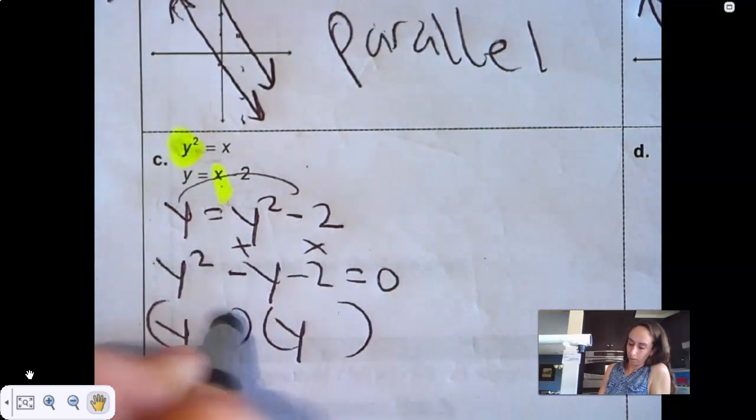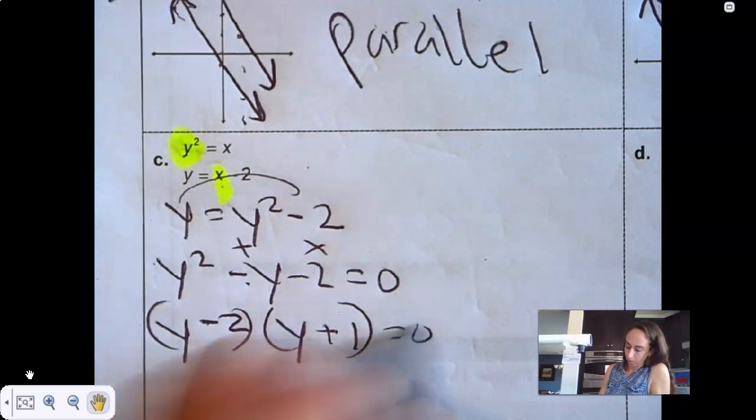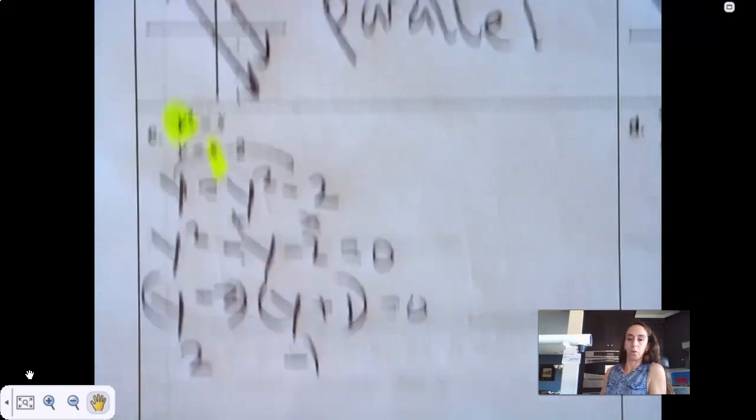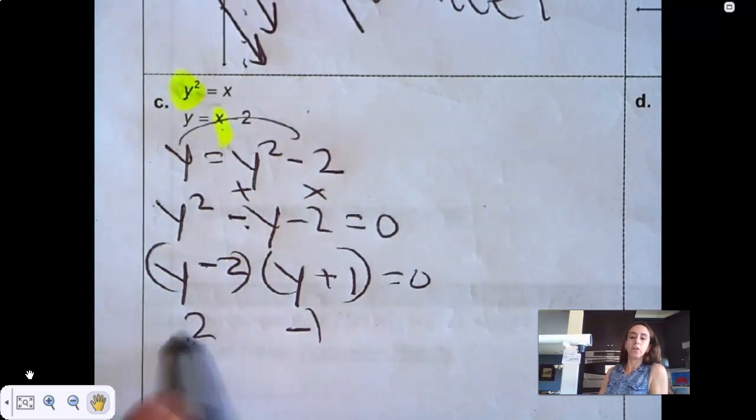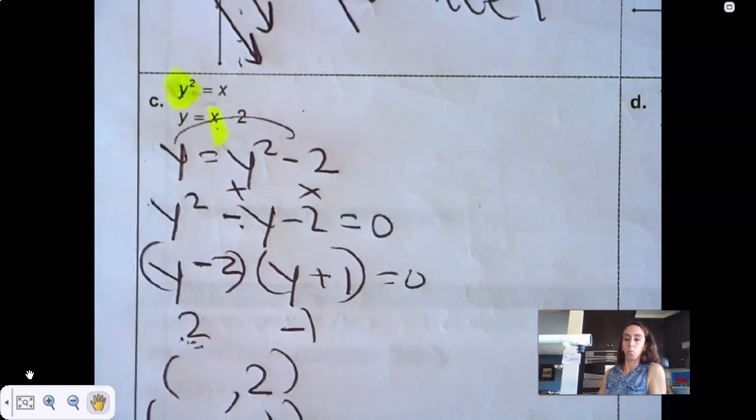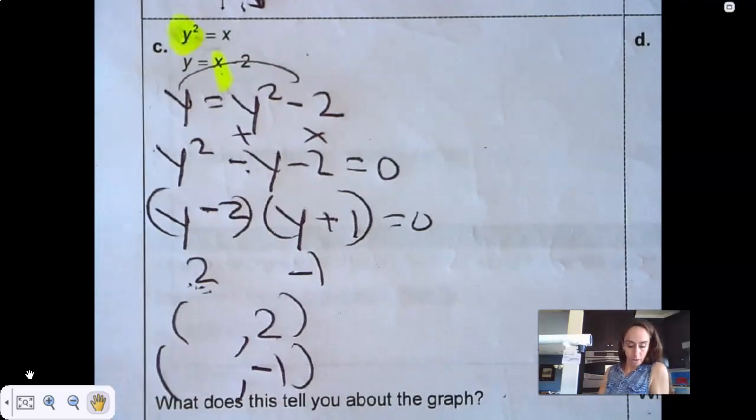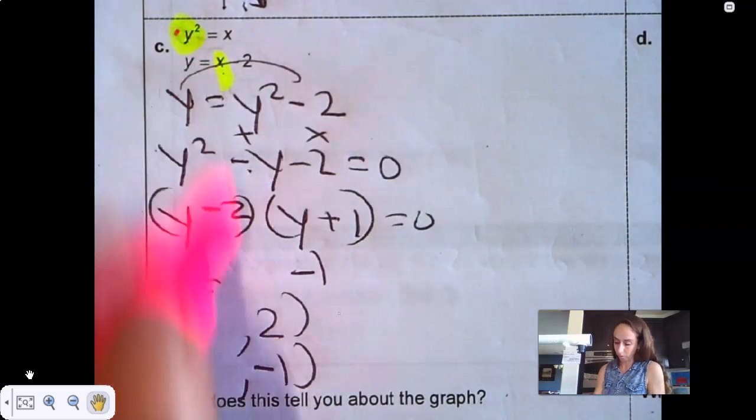Two numbers that multiply, two numbers that add. This is negative, so the bigger is negative. Set it equal to 0, and I get 2 and negative 1. Now be careful, because these aren't your x's, these are your y's. So now I'm going to take my y and plug it in. I can pick this one or I can plug this one.